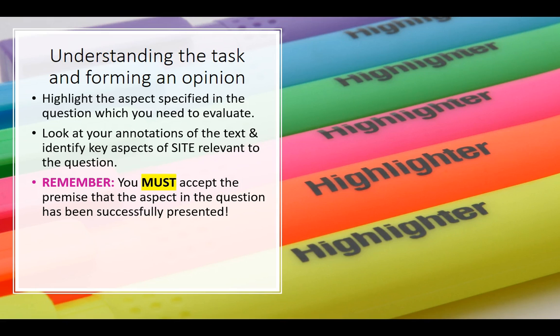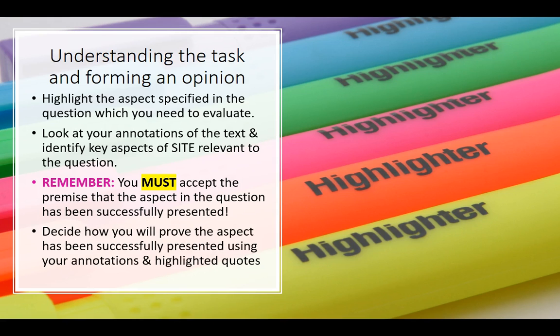Remember that although you must accept the premise of the question, that the aspect specified in the question has been successfully presented, there are degrees of success. So if you think it's partially successful and you can argue the case persuasively using your annotations and evidence from the text, that's fine. What you cannot do, and what they will not accept, is a response that just says, I don't think this text was successful at all. I didn't like the events, I didn't like the ideas, I don't agree with the themes, I don't think the writer did a good job. You can't do that. You have to accept to some degree that it has been successful and find evidence to prove that.